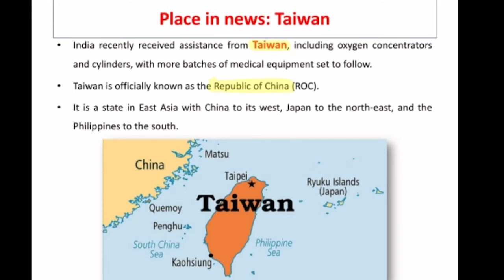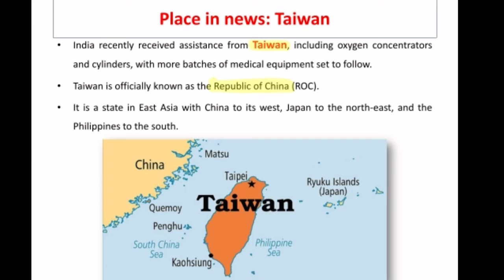And the next one, the place in news, is Taiwan. We are getting assistance from many countries across the globe for the oxygen supply. One country assisting us is Taiwan, including oxygen concentrators and cylinders, with more batches of medical equipment set to flow from Taiwan to India. Taiwan is known as the Republic of China. China has control over Taiwan, even though a Prime Minister is also present in Taiwan.